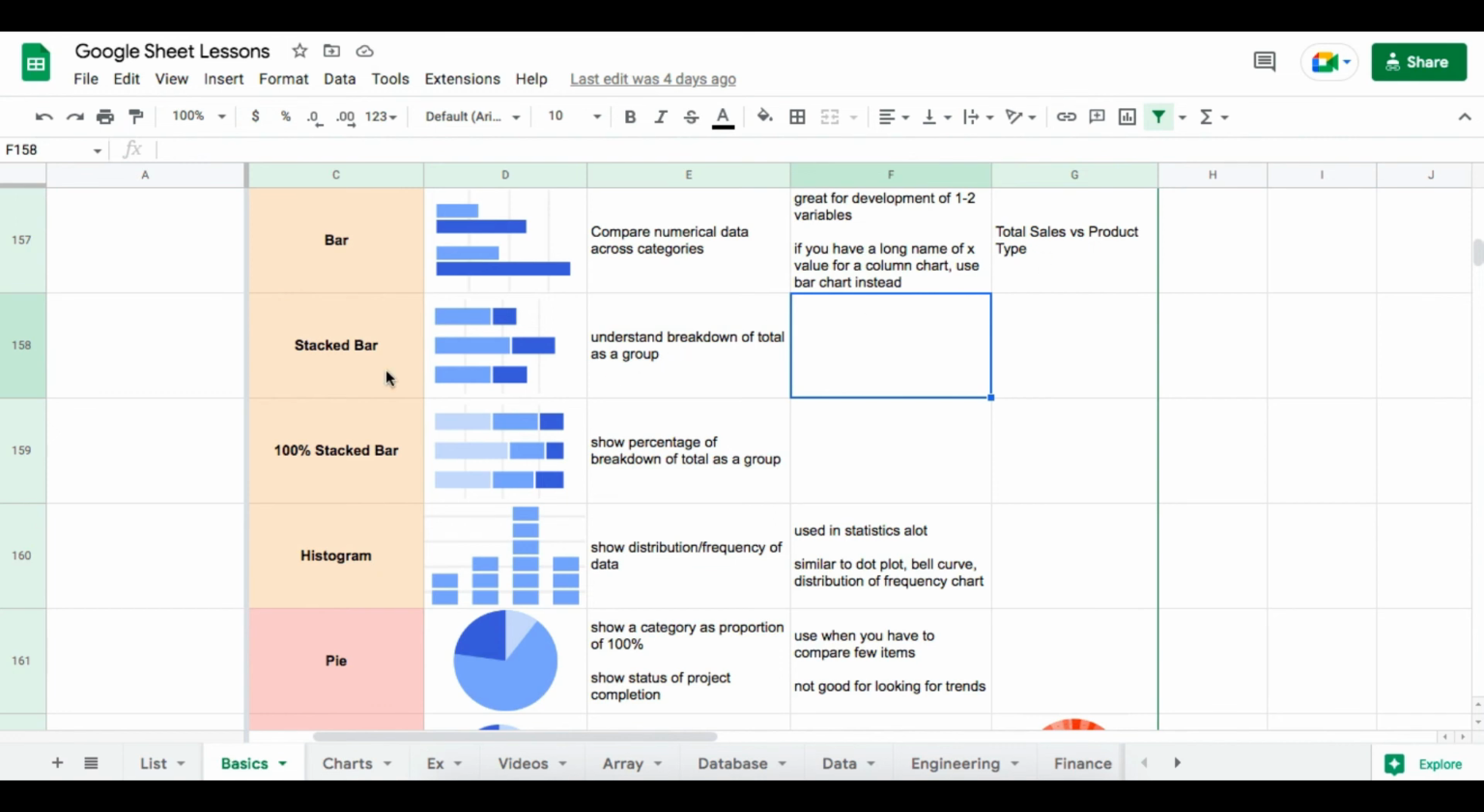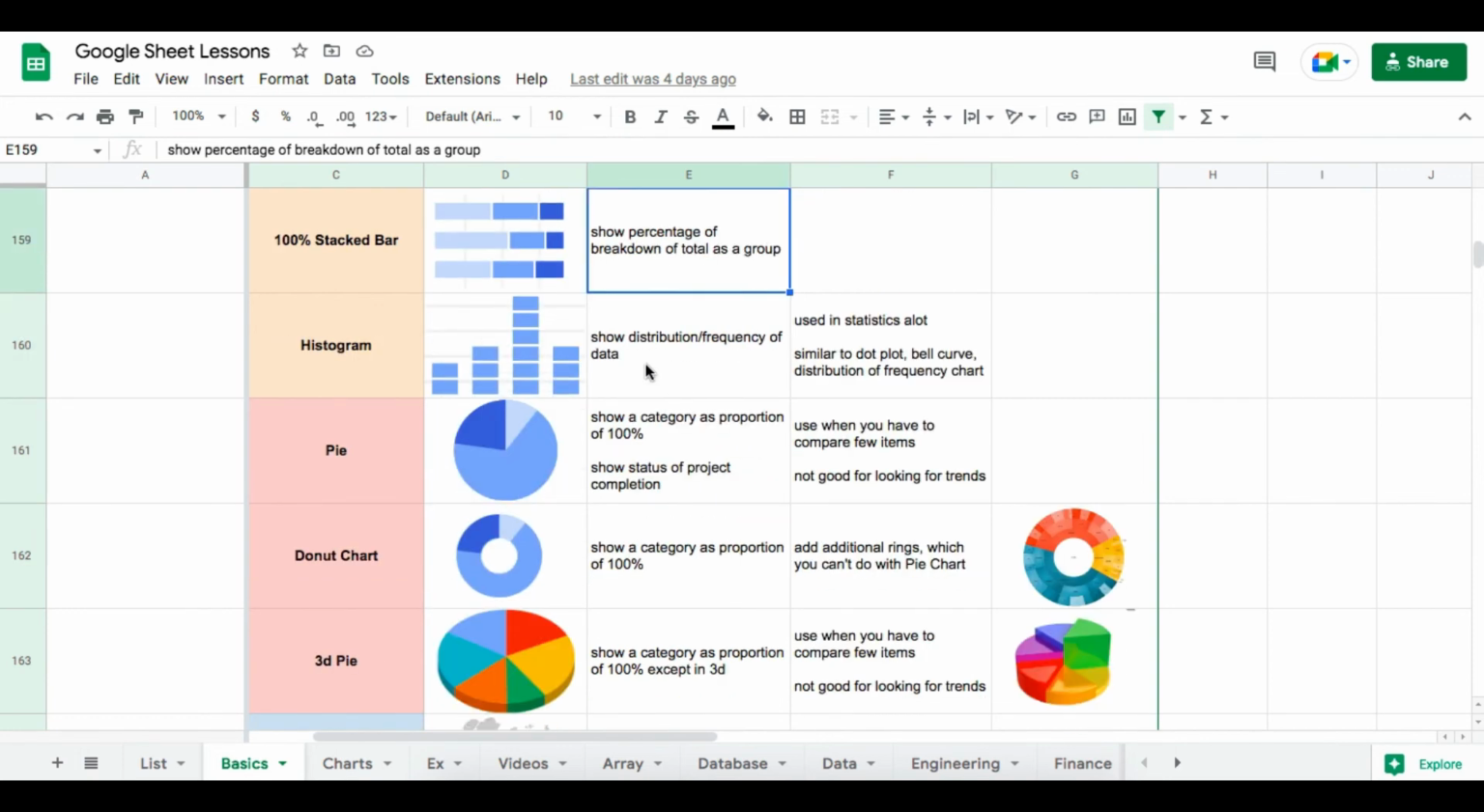You can also use a stacked bar to understand the breakdown of the total as a group. And if you don't want the total, you want a percentage, you can use this. And the histogram, you can use to show the distribution frequency of the data. It's used heavily in statistics, as every other statistics graph is a bell curve graph showing the distribution. So this is all, guys, I wanted to show you.